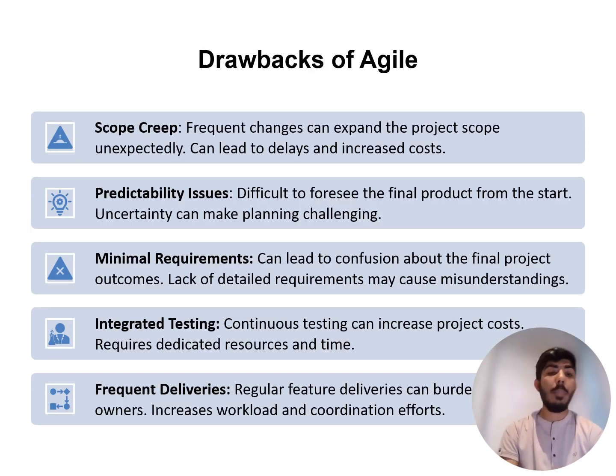What are the drawbacks of Agile? It has a lot of advantages, but it has some drawbacks as well. Scope creep happens when frequent changes expand the project scope unexpectedly, like adding more and more rooms to your Lego castle until it becomes a mansion. Unpredictability makes it hard to foresee the final product, like not knowing if you will have enough space to finish the castle.